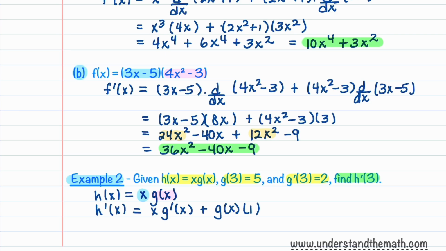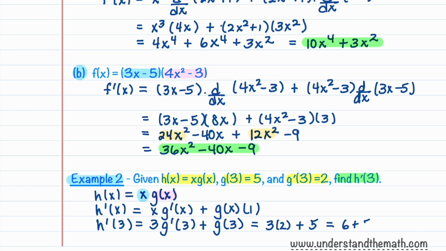Now what we're going to do is plug in that x is going to equal 3. So we have h prime at 3 is equal to 3 g prime at 3, plus g of 3. Now we can go ahead and substitute in what g prime of 3 is and what g of 3 is. This gives us 3 times g prime of 3, which is 2, plus g of 3, which is 5. So let's see, this is 6 plus 5, so we get an answer of 11.